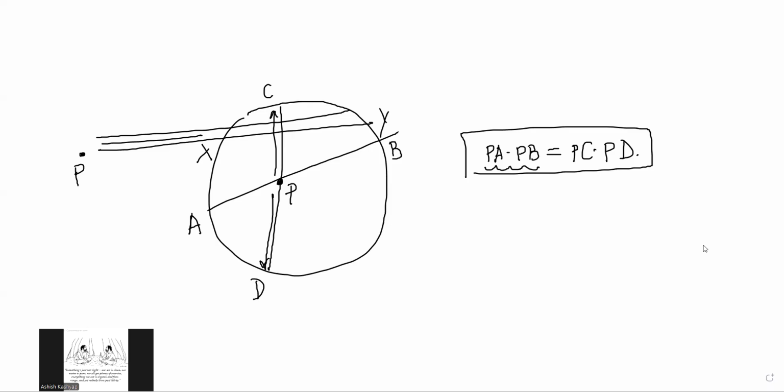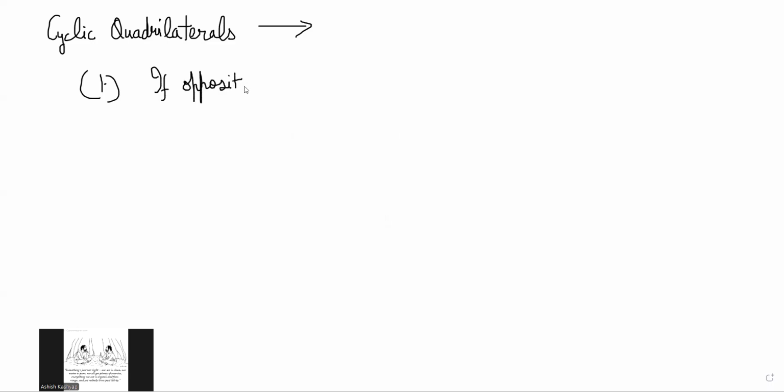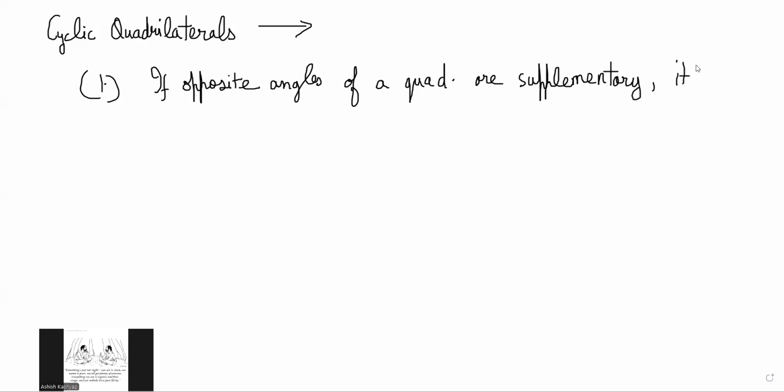The next thing I want to talk about is cyclic quadrilaterals. So the first thing here is obviously that a quadrilateral is cyclic if opposite angles are supplementary. If opposite angles of a quadrilateral are supplementary, it is cyclic.